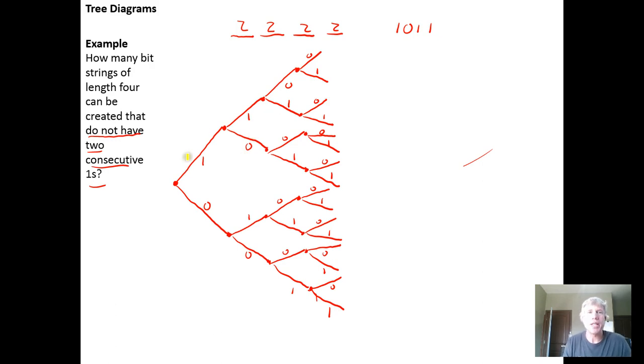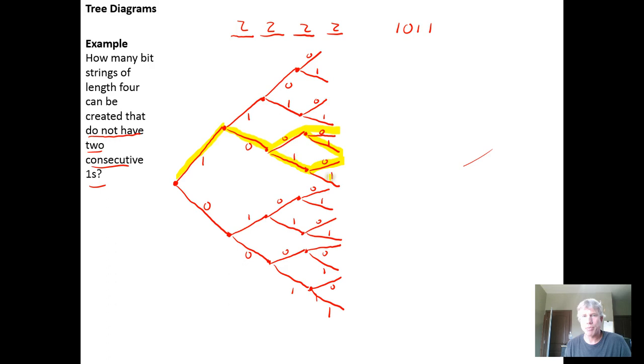So we can't pick anything that has two consecutive ones. Let's see, this root here, 1, I can't go here, it would give me two consecutive ones. So I go 1, 0, 0, 0 doesn't have two consecutive ones. 1, 0, 0, 1 doesn't have two consecutive ones. 1, 0, 1, 0 doesn't have two consecutive ones.